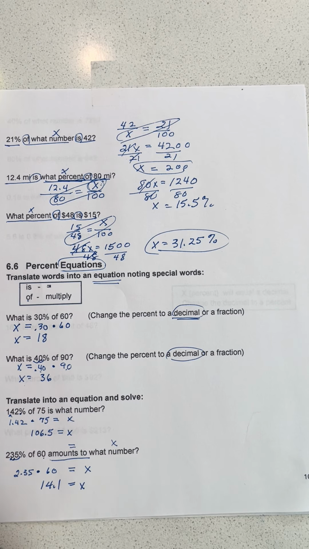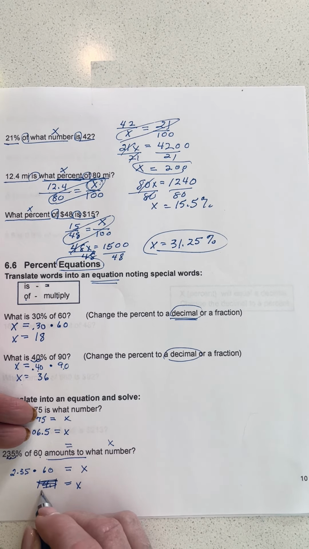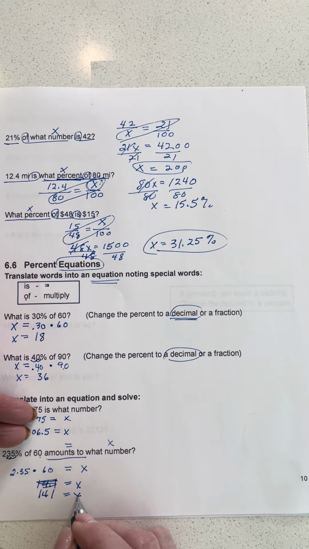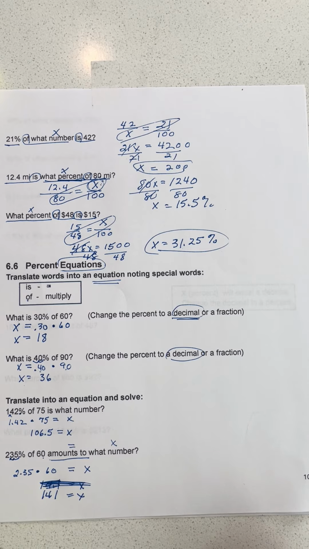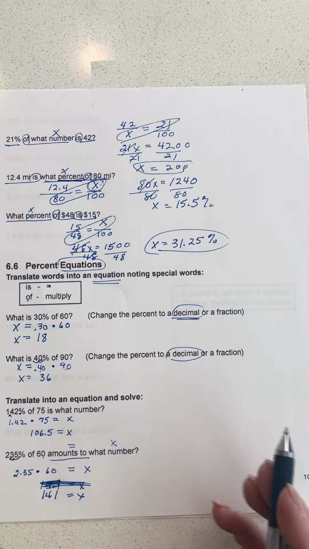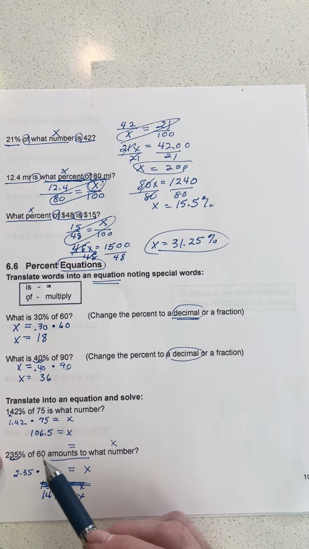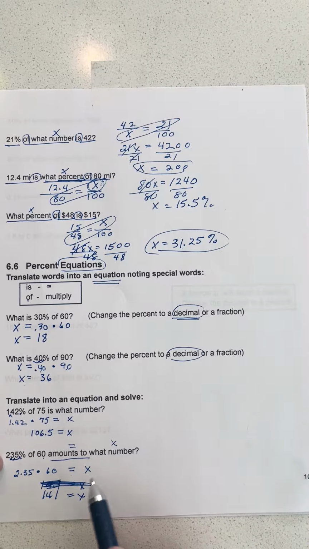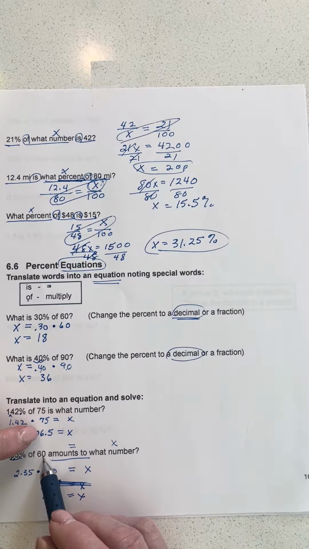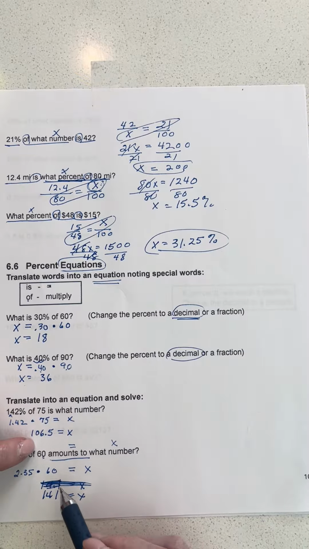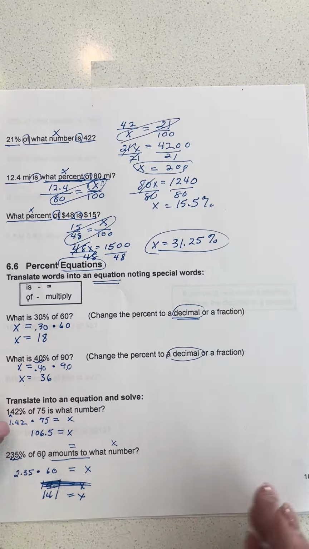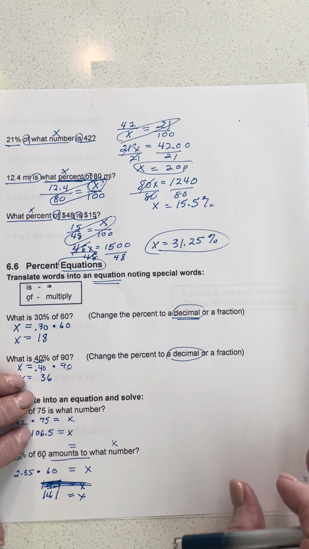I'm looking at my calculator. This is actually 141 is equal to x. I think I didn't read my calculator. I think I've got a dirt spot on my calculator that made it look like the decimal point was not in the right place. Because I know that 235% is over twice as big as this number. So twice as big, 200% would be 120, and this is a little bit bigger, so 141 makes a whole lot more sense.